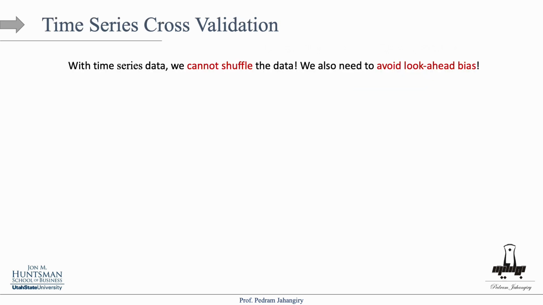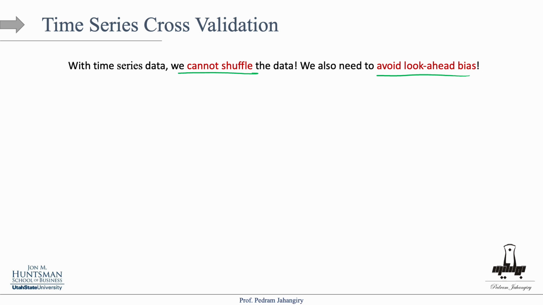In k-fold cross-validation, we implicitly assume that the observations in those k folds are independent of each other. But this is not necessarily the case with time series, right? So for time series, we have to do time series cross-validation, because we cannot simply shuffle the data. We also need to make sure that we are avoiding look-ahead bias, right? We need to make sure that by the time we're making the predictions, the future data is not already available, so we are not cheating, okay?